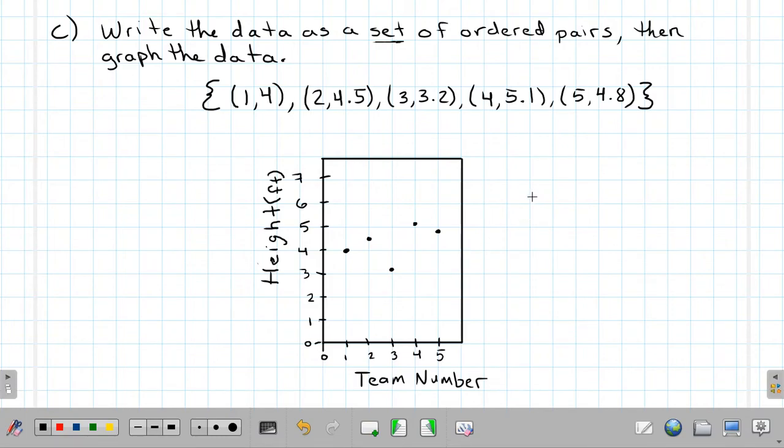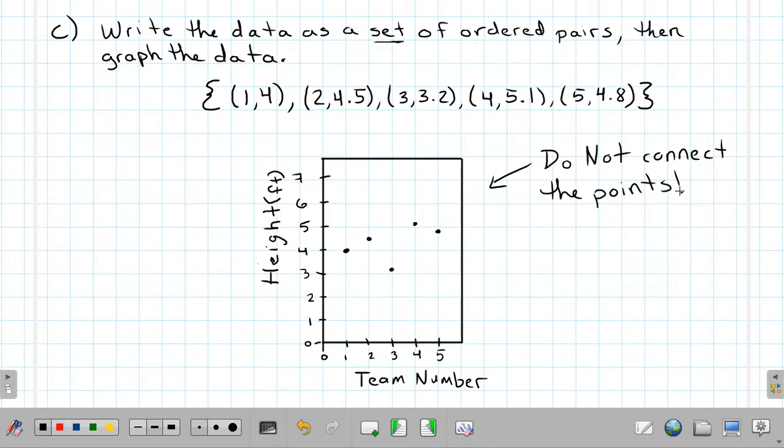Now, here's where we can see, do we connect these dots? Okay. Do we connect these dots? Well, in this case, we do not connect these dots. Okay. Do not connect the points.